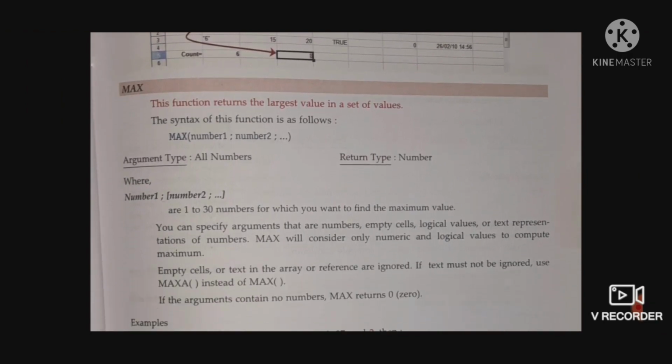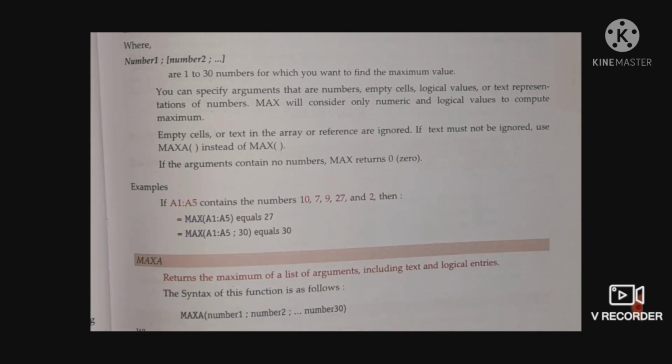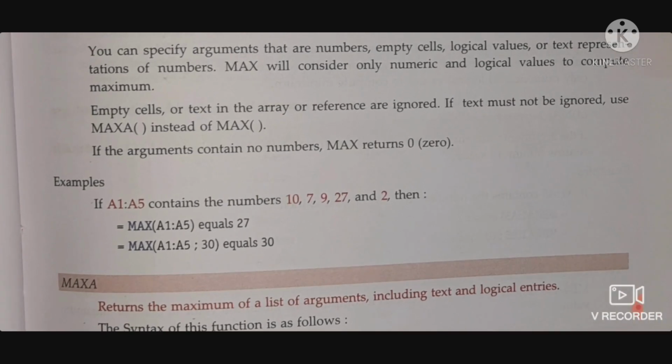Now the next function is max. Max will return the maximum number, or the greatest number. Suppose I write MAX A1 colon A5, and these are the values 10, 7, 9, 27 and 2. What is the maximum number? 27. So it gives the answer 27. Same formula again: MAX A1 colon A5 and semicolon 30. In this case 30 is greater than 27. So what is the maximum number? 30. So it will give the answer 30.